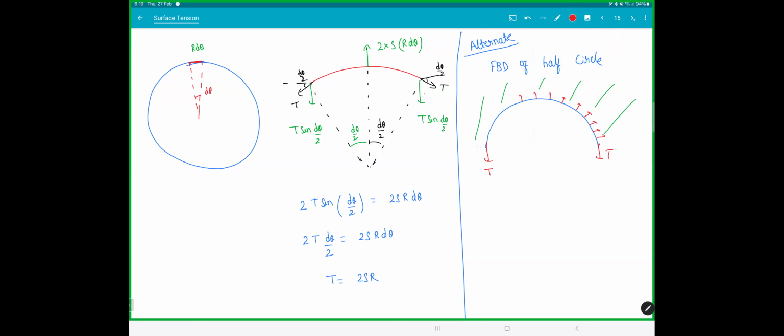Now you can use projected length on this. So this force will be 2 into S into 2R, projected length. There you get it in one step. So 2 times tension is equal to 4SR. But for this, you need to know the projected length concept. The total force on the curve is this.